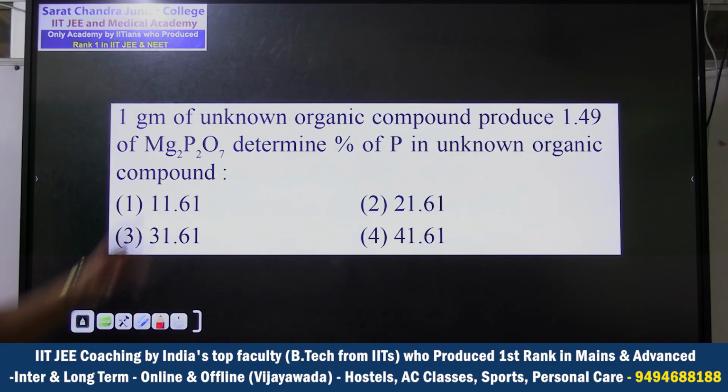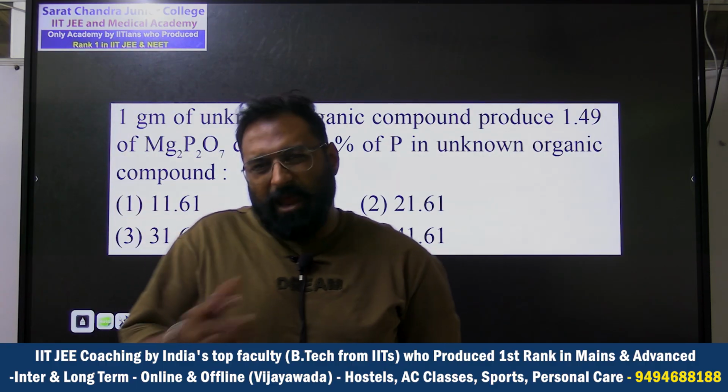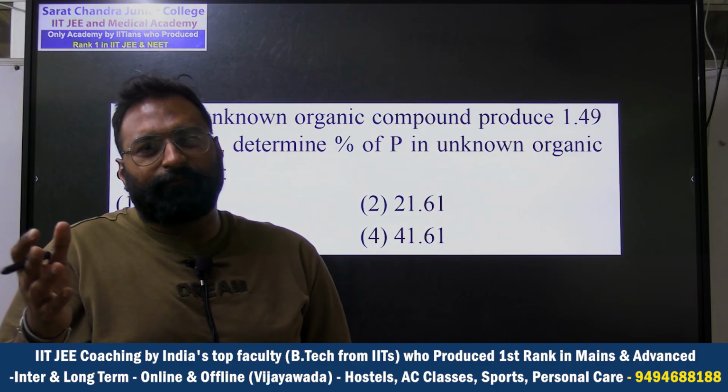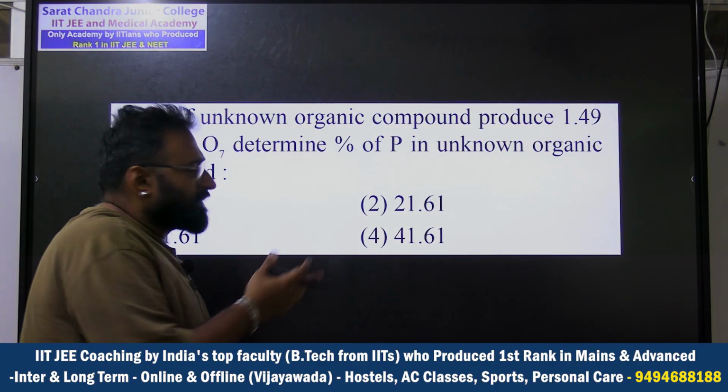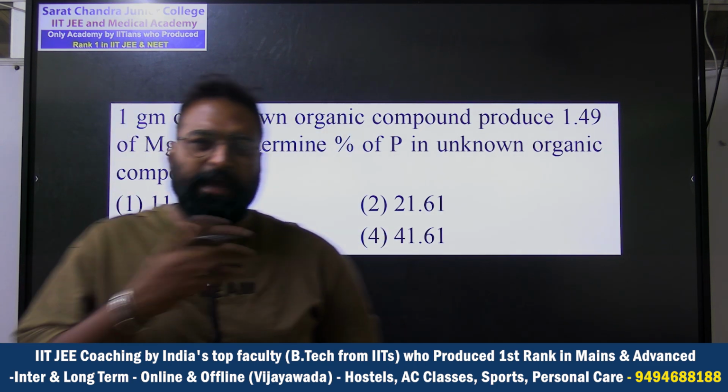1 gram of unknown organic compound produces 1.49 gram of Mg2P2O7. Determine the percentage phosphorus in the organic compound. Now this question can be solved using the formula of percentage phosphorus, or you can use mole concept stoichiometric analysis to solve this type of question.